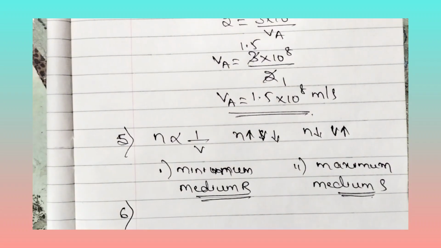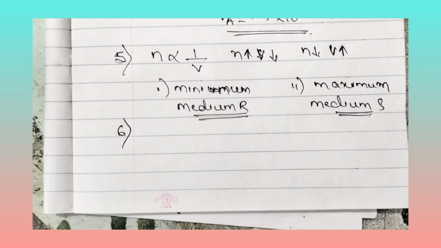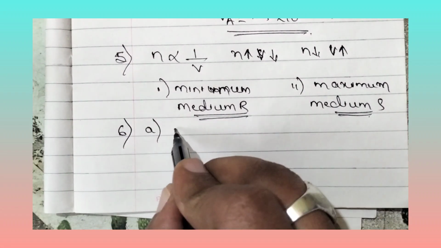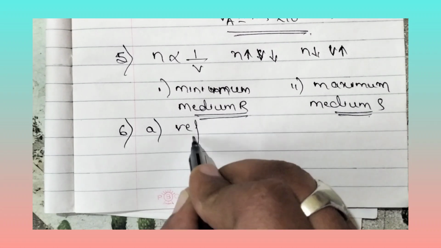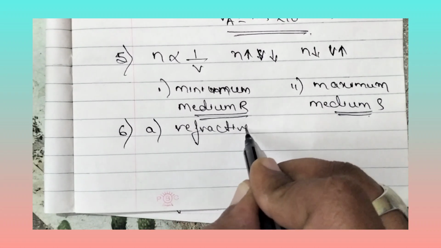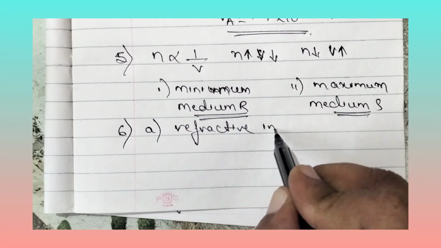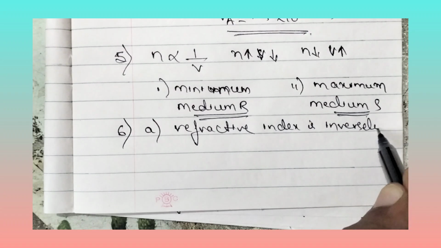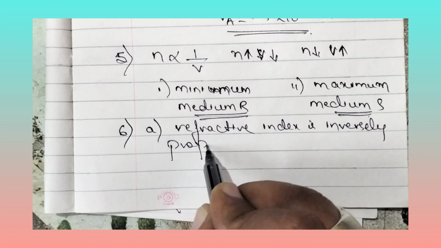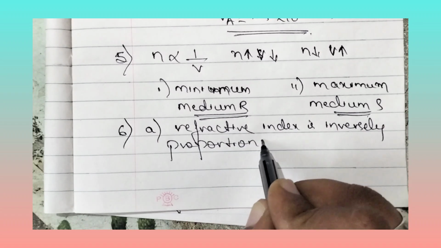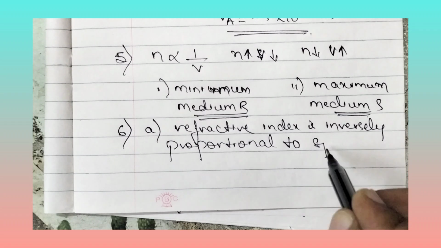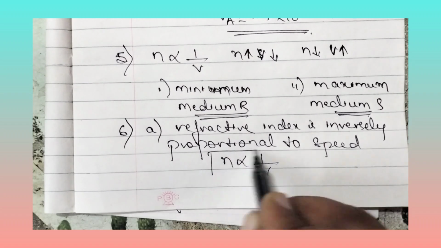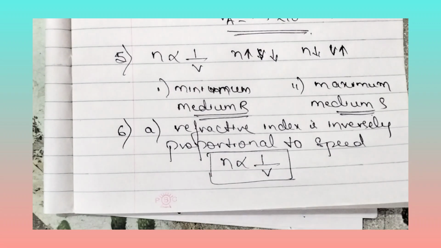So first let us answer 6A. What is the relationship between refractive index and speed? So refractive index, here I just explained that one. So refractive index is inversely proportional to speed. Therefore n is inversely proportional to speed. Now let us move to the numerical.